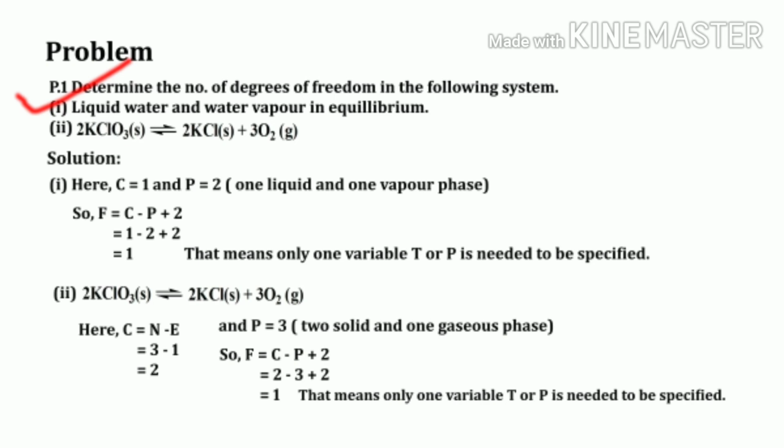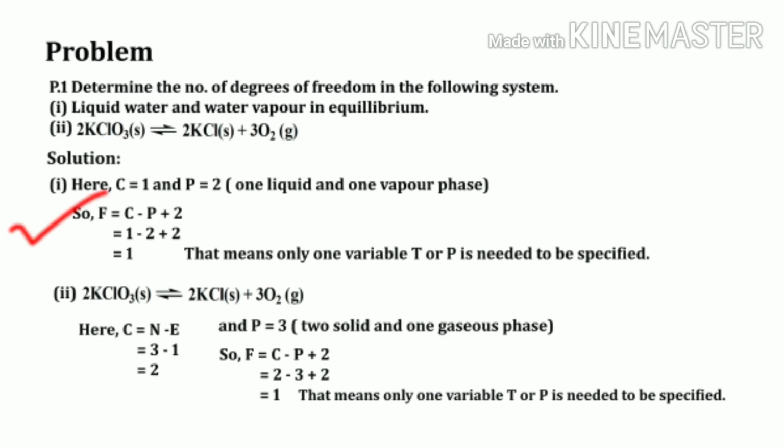So to solve this, in the first problem we have a one component system, because liquid water and water vapor can be represented by only H2O, that is water. So number of components C is equal to 1, and number of phases P is equal to 2, since there are two phases, one liquid phase which is liquid water and one vapor phase which is water vapor.